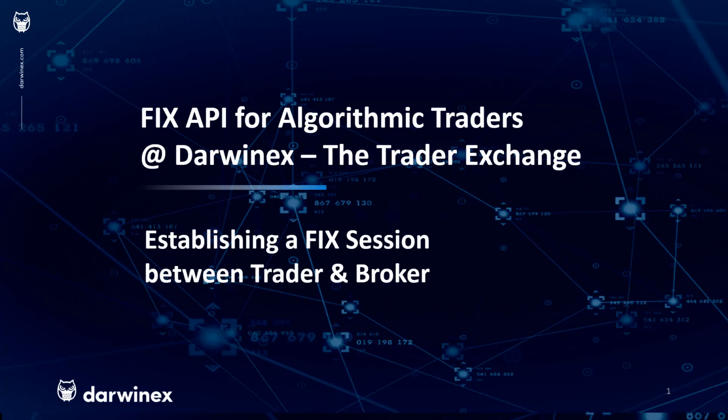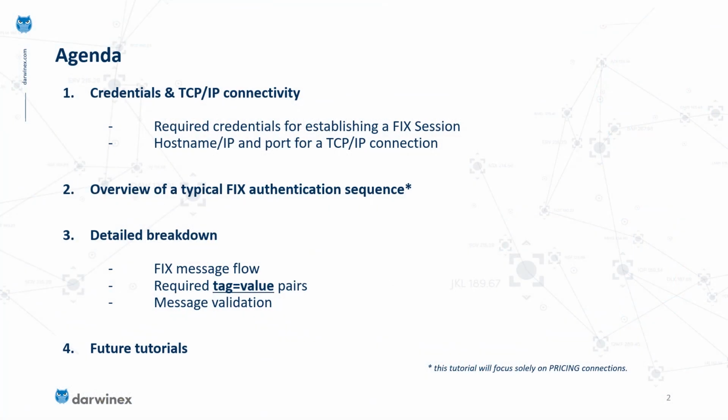Welcome back to this tutorial series on Fix API for algorithmic traders, and today we'll be talking about how to establish a Fix session between a trader and broker employing Fix. In terms of agenda, we'll go through credentials and TCP/IP connectivity, these being the prerequisites for establishing the Fix connection. We'll go through an overview of a typical Fix authentication sequence. This will, however, focus purely on pricing connections today.